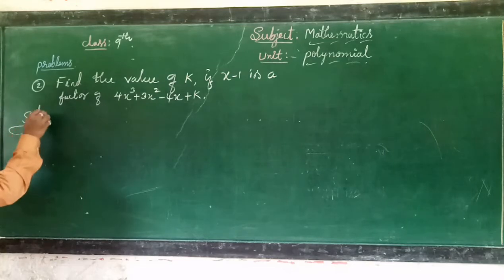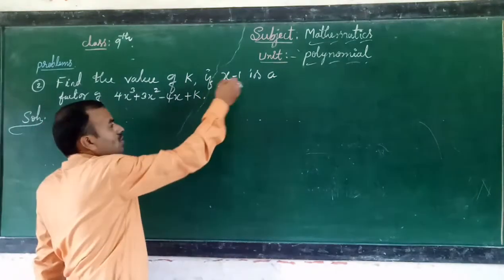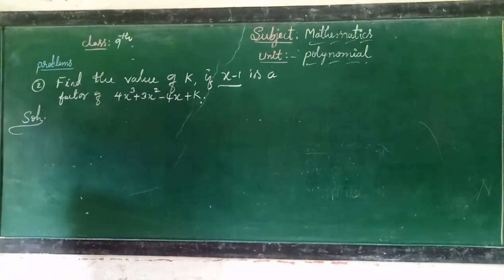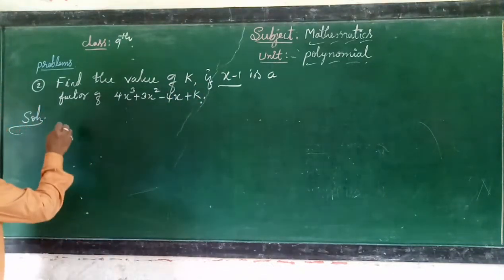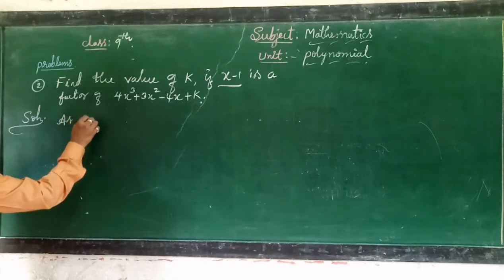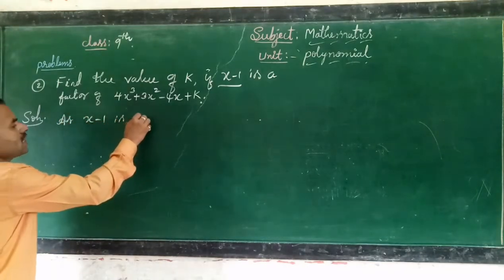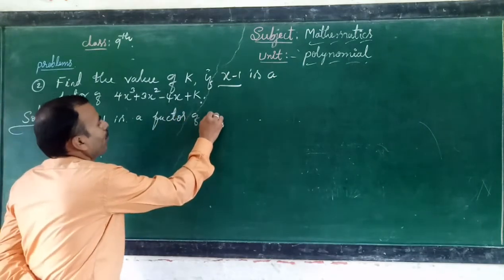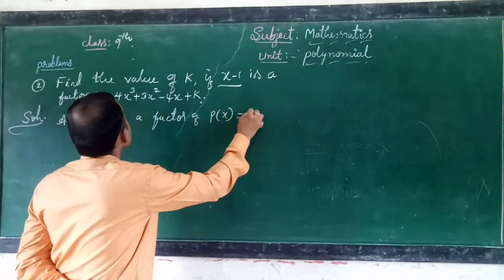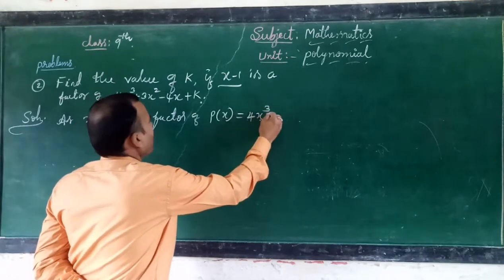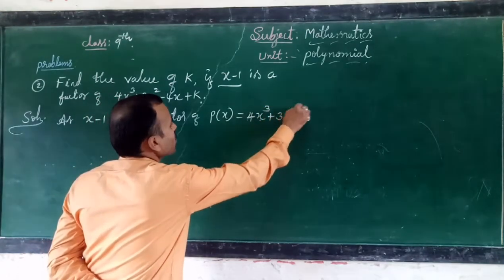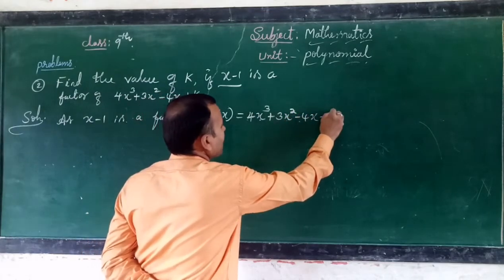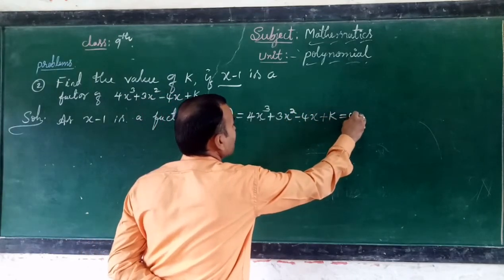Solution. It is given that x minus 1 is a factor, it means P of a equals 0. Here the value is 1. As x minus 1 is a factor of P of x, that is 4x cube plus 3x square minus 4x plus k equals 0.